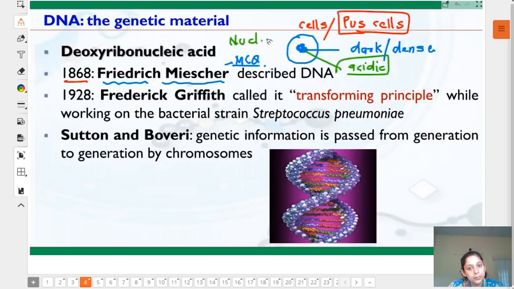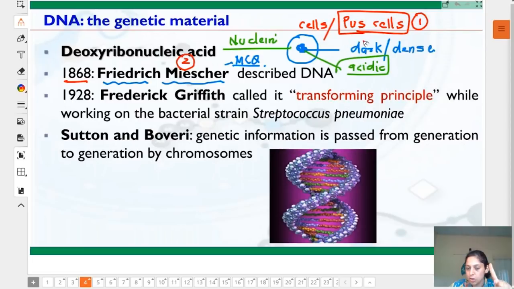What did he call it? He said, I don't know whether it's DNA. I don't know whether it's protein. I don't care. I see something in the center. That something in the center is dark, it's dense, it's acidic. Let me call it nuclein. Four points, that's all. So the first person to study our cells was a scientist called Friedrich Miescher.